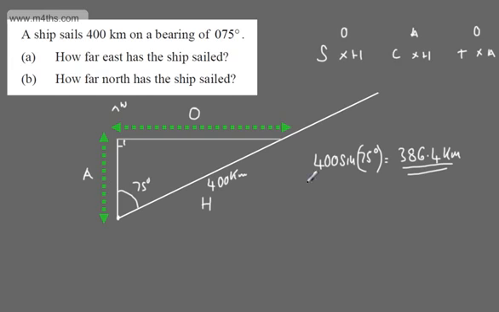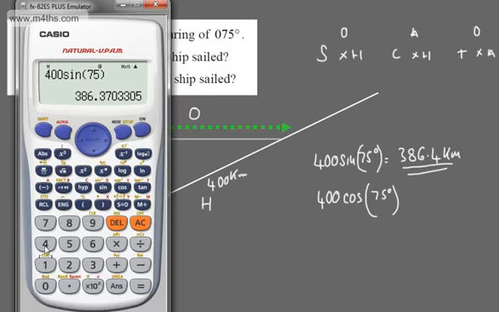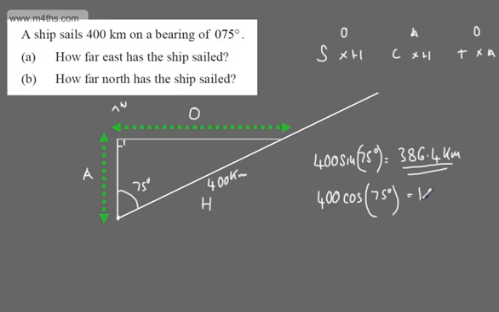This is the adjacent. So if I want the adjacent, I'm going to now put my finger over the adjacent, and it's the cosine of the angle times hypotenuse. So 400 times cos of 75 degrees. So in a calculator again, we'll just put that in, 400, and then we've got cos of 75, and that will now give me 103.5. So that's going to be 103.5 kilometers.